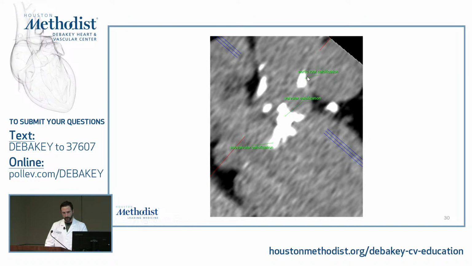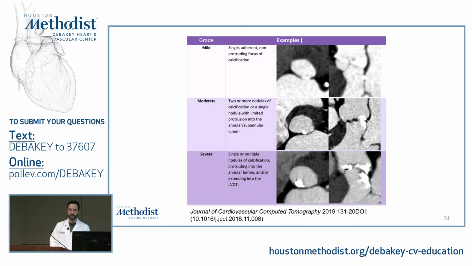So here's aortic root calcification, and then your aortic valve calcification is somewhere here, and then all this below the annulus is subannular calcification. This is very important to report on because it can have implications for injury when you're deploying the TAVR valve.